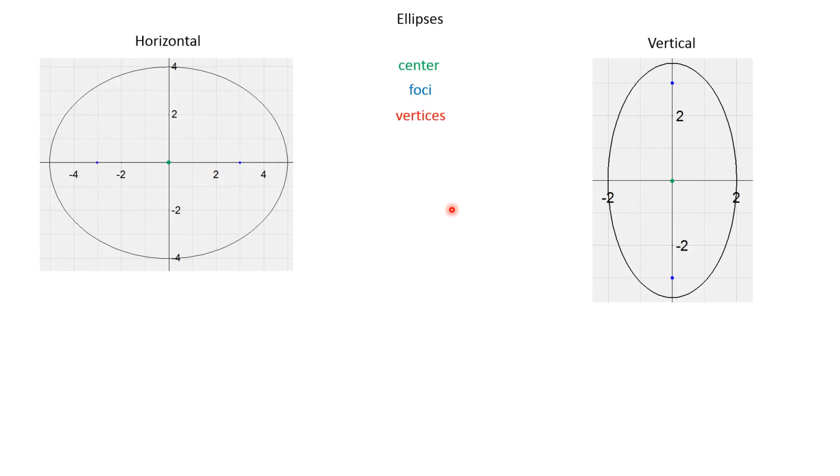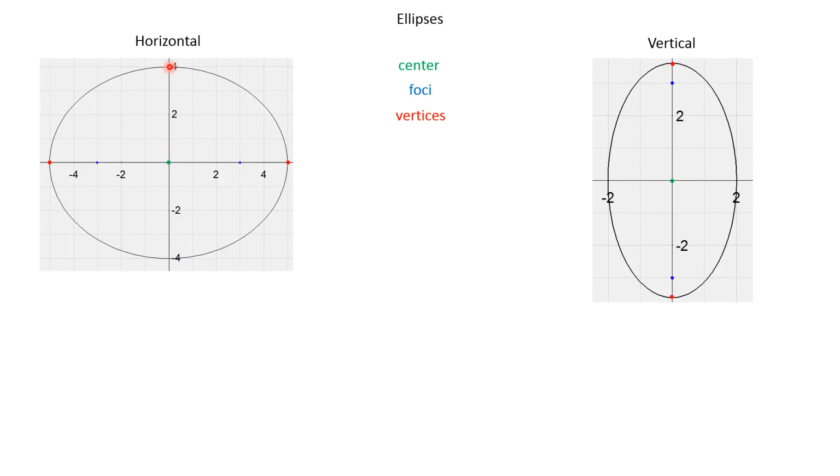We have vertices, and vertices is just plural for vertex, right? We have one vertex, we have two vertices, kind of like mongoose. We have one mongoose, we have two mongooses. And the vertices are going to be at the end of the longer side. So in horizontal, the vertices are going to be horizontal, on the same line as the foci. In vertical, the vertices are going to be vertical, again on the same line as the foci. And that's just the furthest distance you're going to get away from the center.